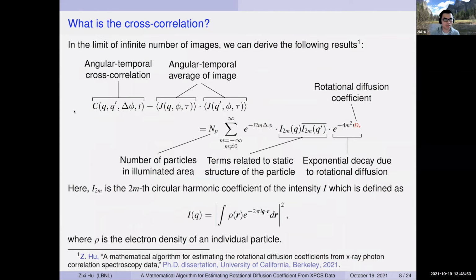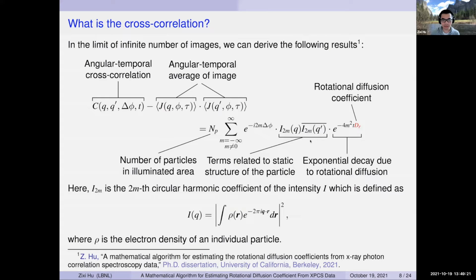In this equation, C is the angular temporal cross-correlation. These two terms are the angular temporal averages of the images corresponding to Q and Q prime, and their product is actually the angular average of the cross-correlation. So the left-hand side is the centered cross-correlation data. On the right-hand side, Np is the number of particles in the illuminated area, and this is the term containing the angle difference delta phi.